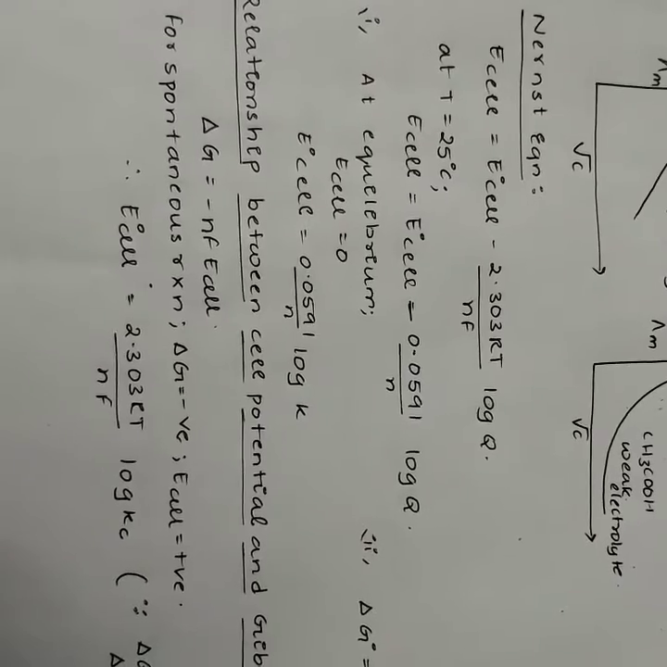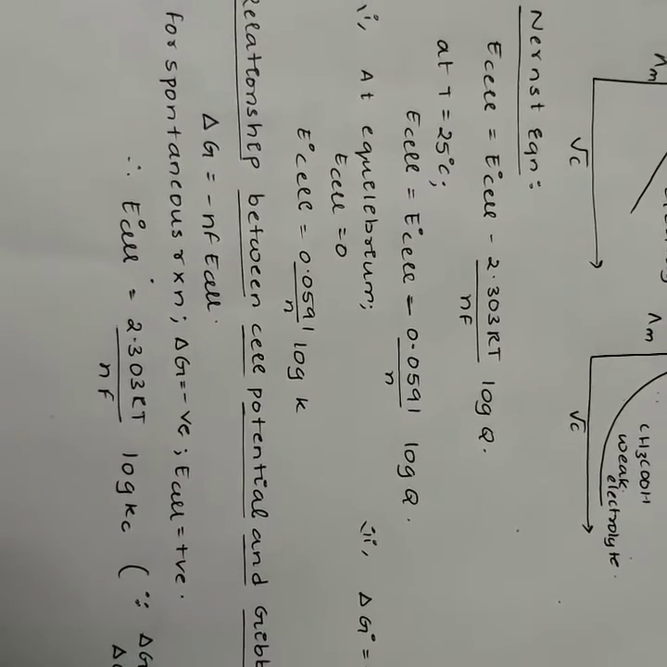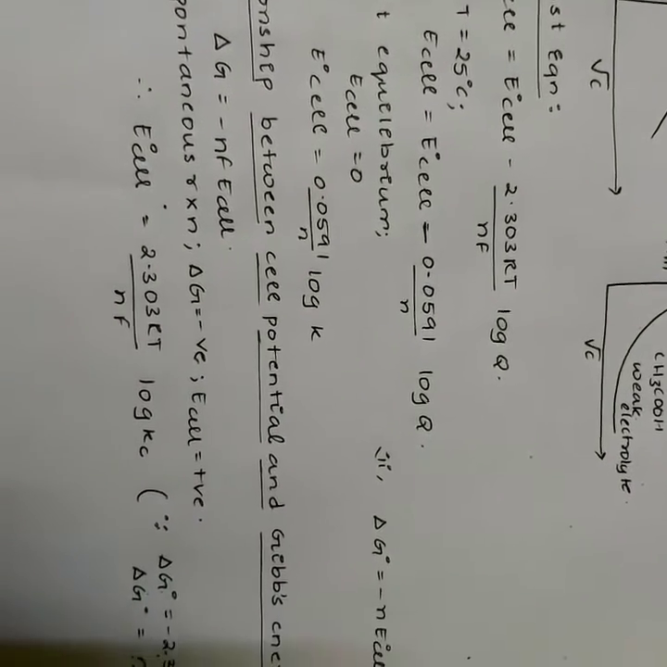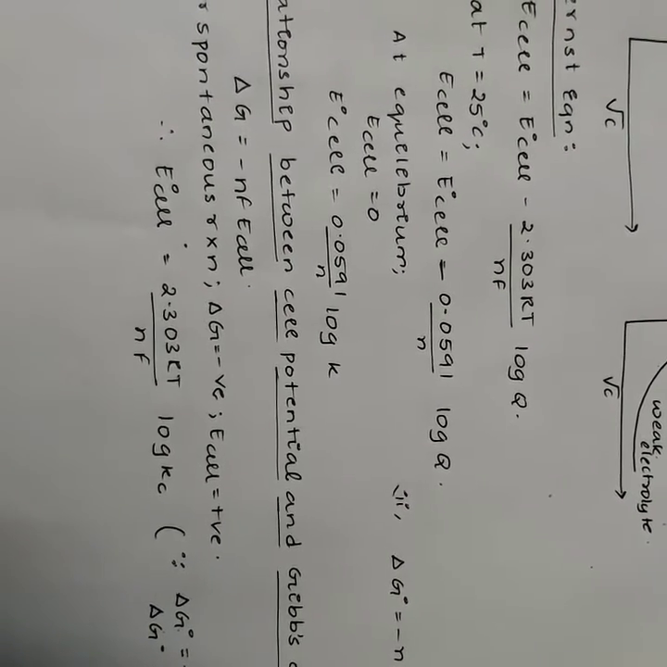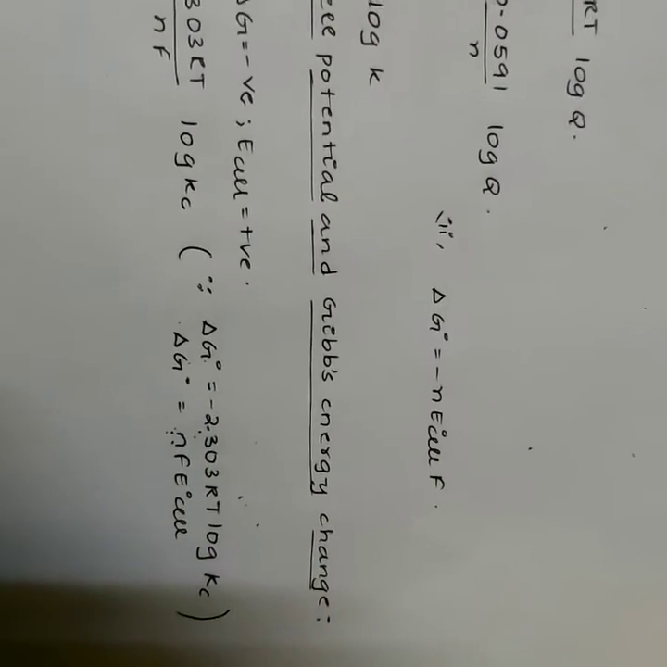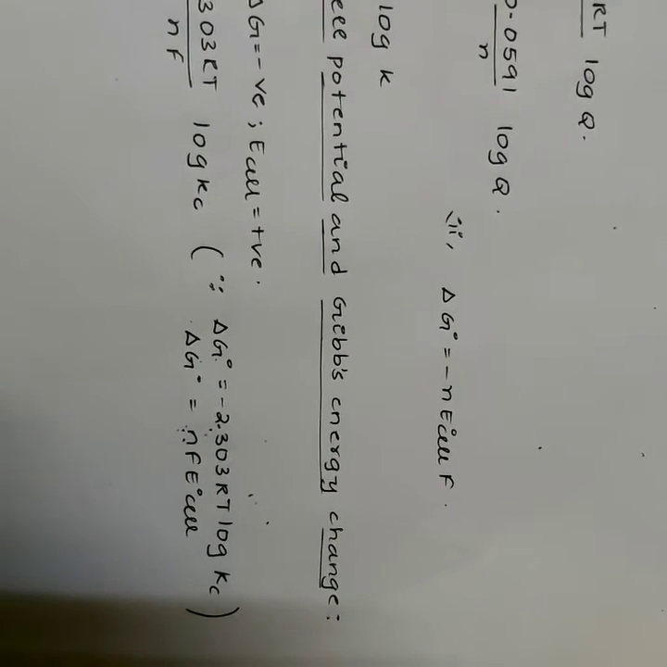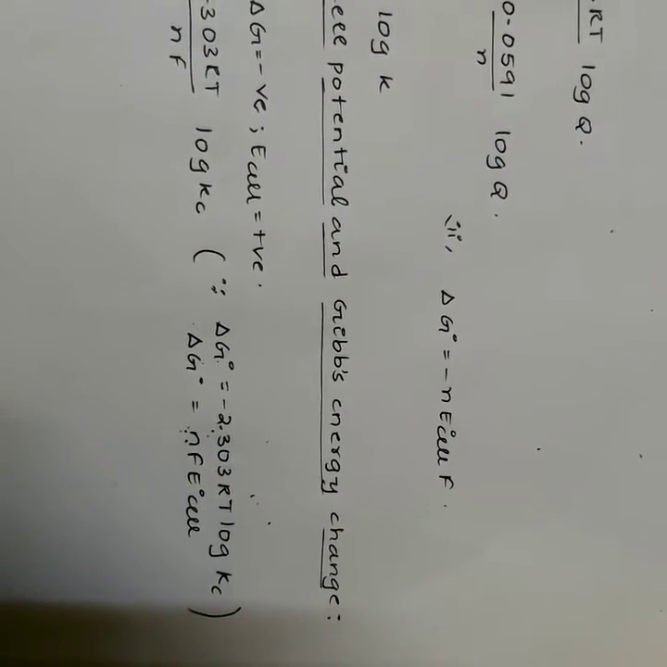For a spontaneous reaction, delta G is negative, hence E cell is positive. The relation between the cell potential, free energy and equilibrium constant Kc is given by E naught cell is 2.303 RT by nF log Kc. Since delta G naught is minus 2.303 RT log Kc and also minus nF E naught cell.